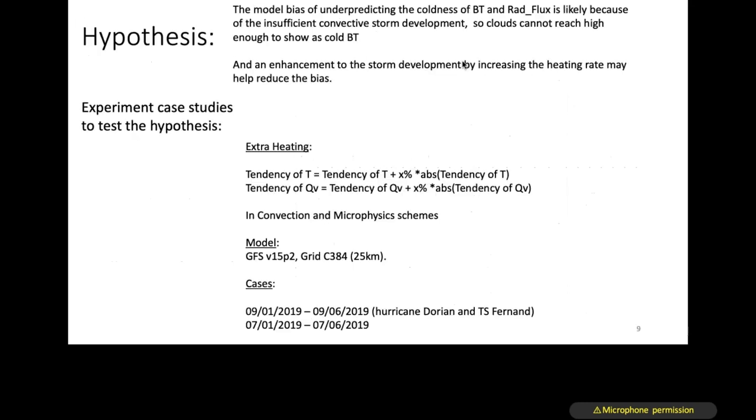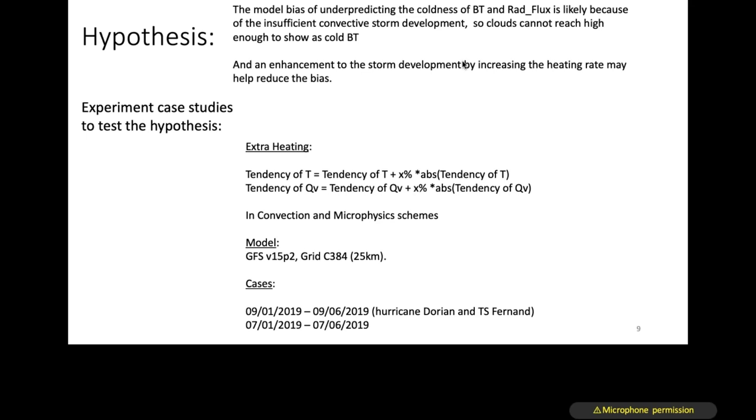So this leads to a hypothesis. The model bias of under-predicting the coldness of brightness temperature and radiative flux is likely because of insufficient convective storm development. So the cloud cannot reach high.